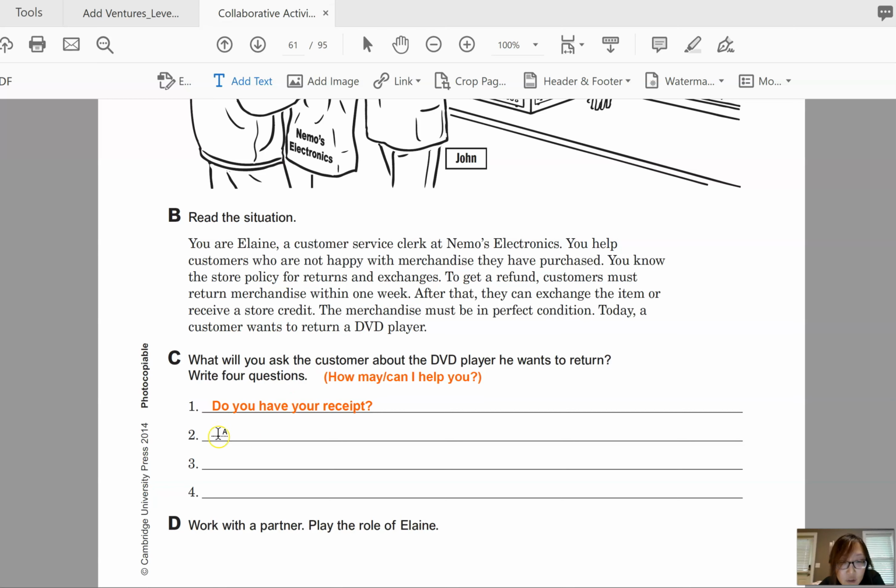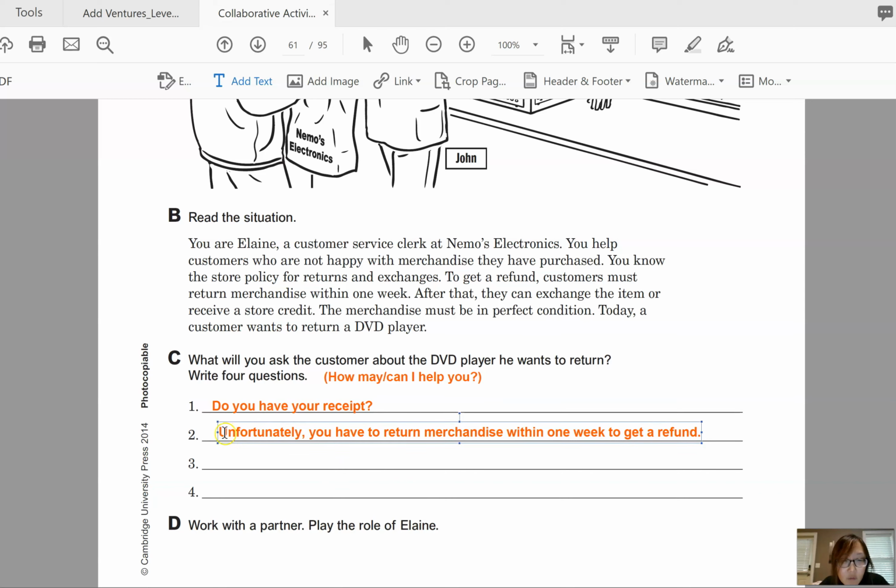So, she may tell him that, unfortunately, you have to, or you must, or you need to. But remember I mentioned before that "must" is usually in writing only. We don't really say "you must" very often. We usually use "you have to" or "you need to." So you have to return merchandise within 1 week to get a refund. Okay.